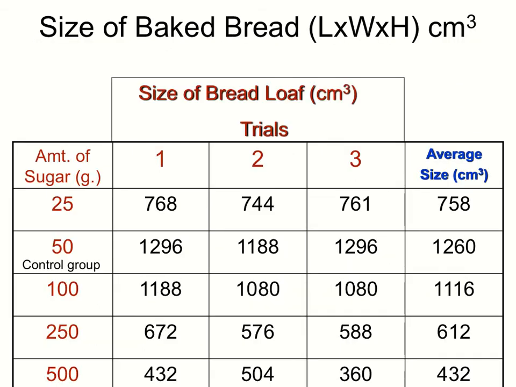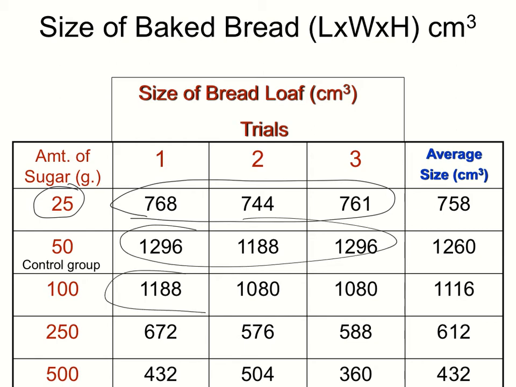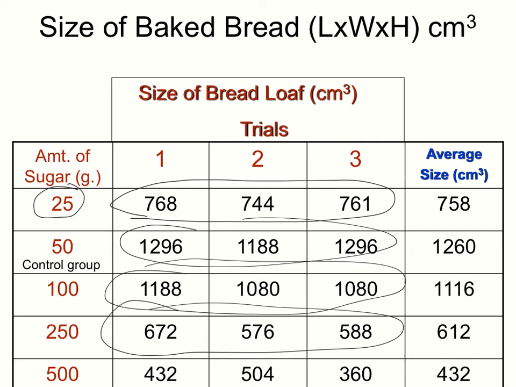So John's a rock star, gets all of his information, figures out with 25 grams of sugar about how high in cubic centimeters the bread loaf is, how much volume I should say, compares it to the control group, compares it to 100 grams of sugar, and compares it to 250 grams of sugar. When you look at a chart, you want to definitely see if there's any trends involved. So you can see that there's an increase in size as you go up, and then all of a sudden, there's a decrease in size.